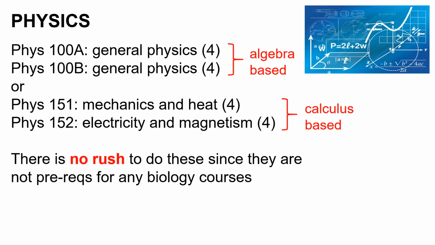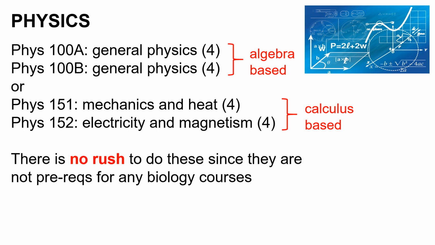For physics, you have to take two semesters. You have your choice of Physics 100A and 100B, which is called General Physics and is designed for biology majors, or you can take Physics 151, Mechanics and Heat, and Physics 152, Electricity and Magnetism, which are designed for math, physics, chemistry, and engineering majors. Most biology students choose the first set. The main difference between these courses is that the first pair are based on algebra equations that come from calculus, while the second pair use calculus directly within the course.